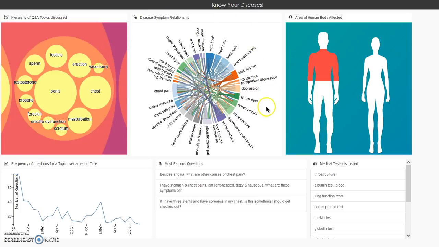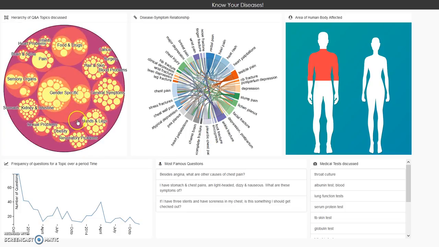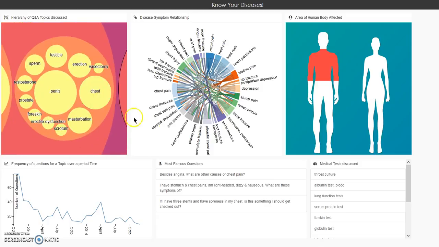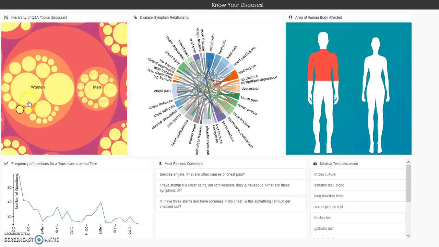Coming over to the chord diagram that we see here, it determines the disease-symptom relationship. So basically, chord diagrams are used to represent the relationship between the symptoms and diseases here. This chart provides a good detail of what is being discussed in the questions and answers for a particular topic. As we saw, the previous zoomable bubble chart provided a good overview of what topics are being discussed. Now on selecting a particular topic, with this chord diagram we can see what exactly is being discussed when it comes to the questions and answers of a particular topic.